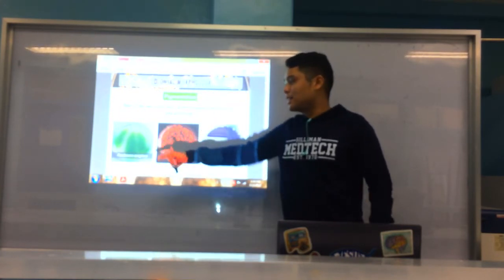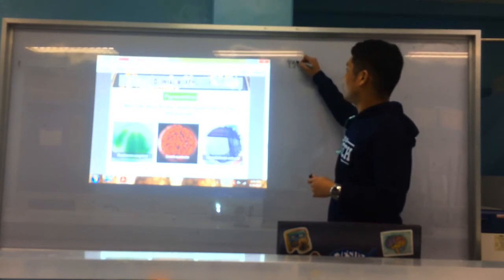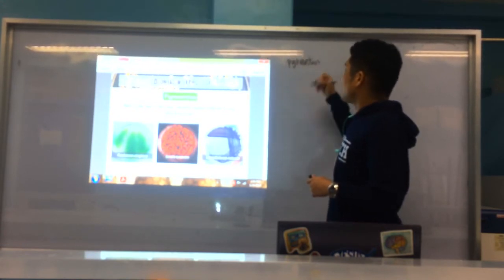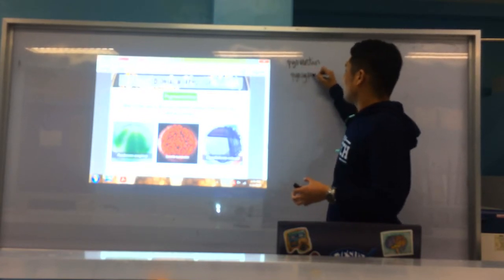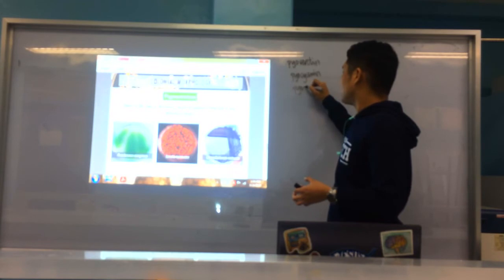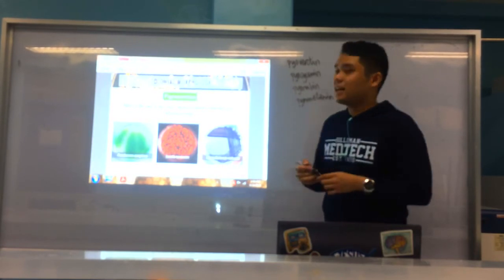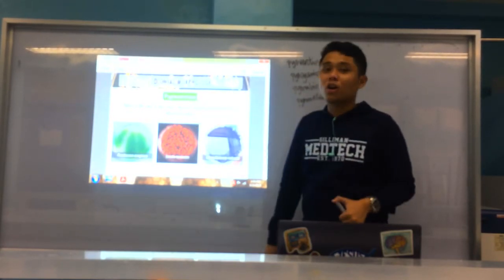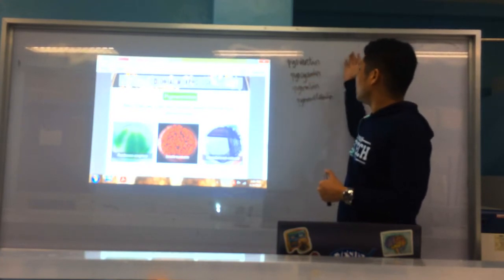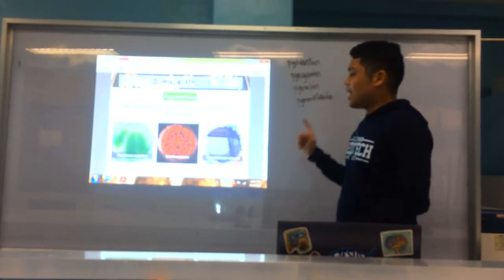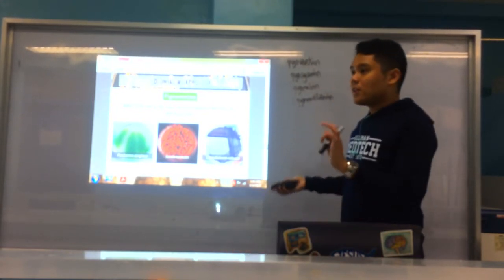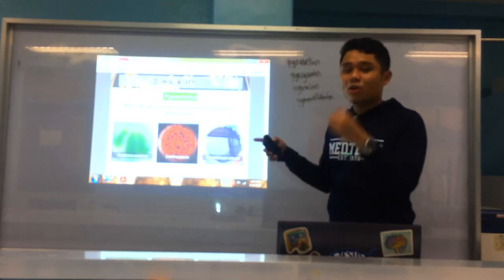The most common is the green one, and that is pyoverdine. It can also produce blue, which is pyocyanin. It can be red, pyorubin, and brown, pyomelanin. So it depends on the color it produces. Pyoverdine is green, pyocyanin is blue, pyorubin is red, and pyomelanin is brown. The name of the pigment depends on the color being produced.